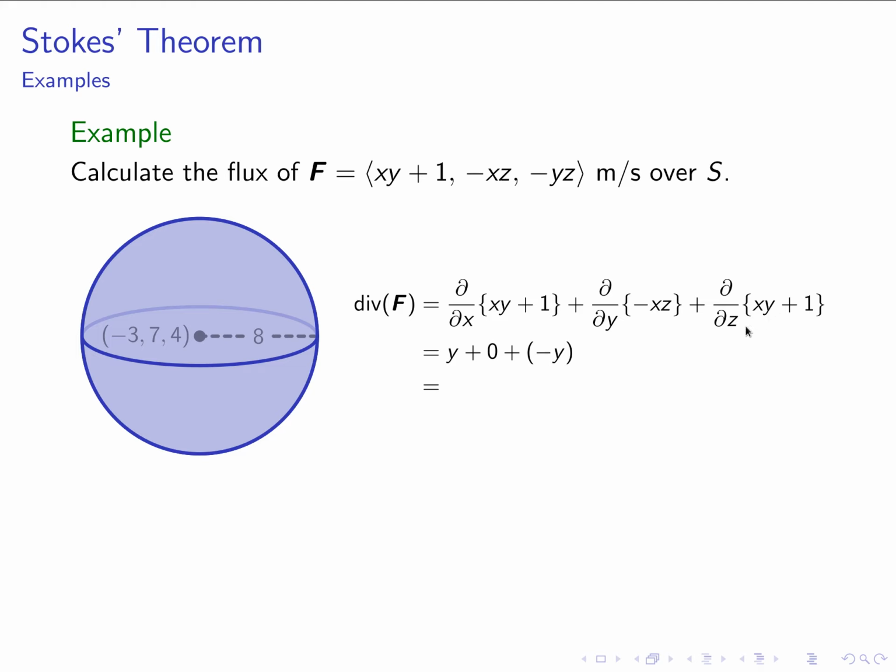So have I made any error here? So the derivative of xy plus 1 with respect to x is y. Negative x times z with respect to y, this should be 0. And then negative yz with respect to z should be negative y. Okay, yeah. And so when we take the divergence here, we end up with the number 0.